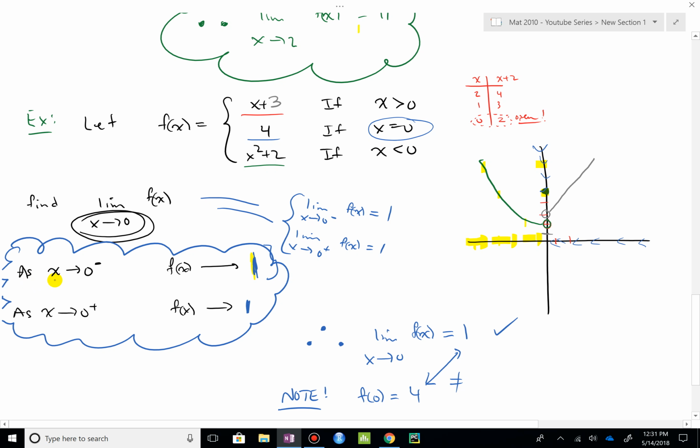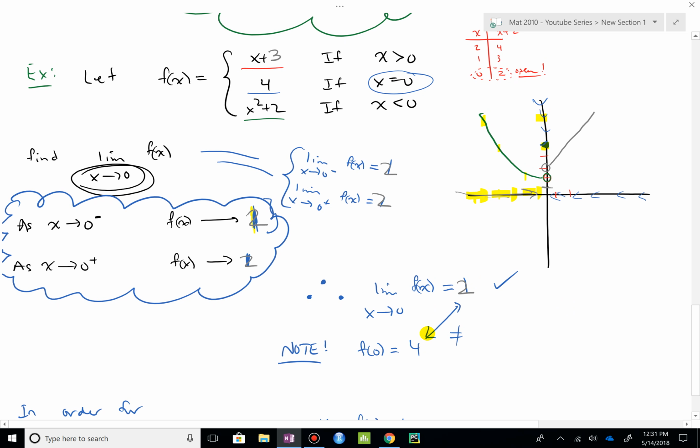This means that as x approaches 0 from the left-hand side, it's still going to go to 2. Oh, crap, all my values are wrong. This should be a 2, that should be a 2. I drew the graph wrong. The conclusion should be 2. Unfortunately, they still don't match. Sorry, guys. Major mess up there.